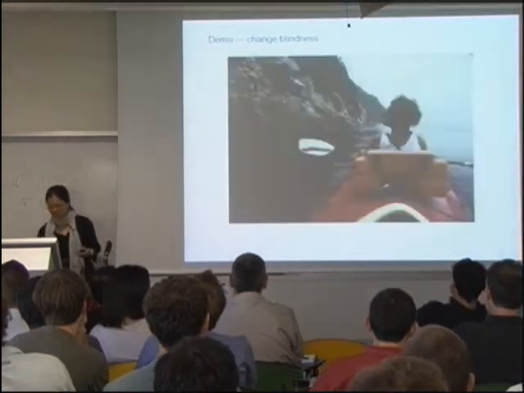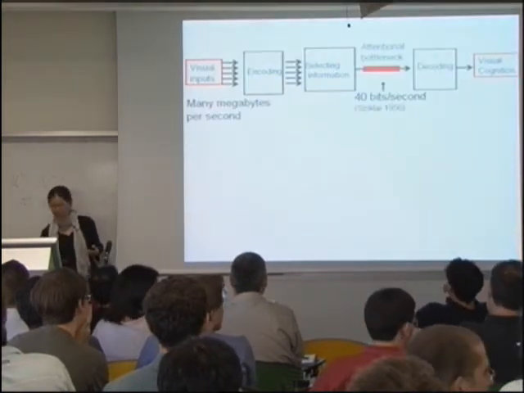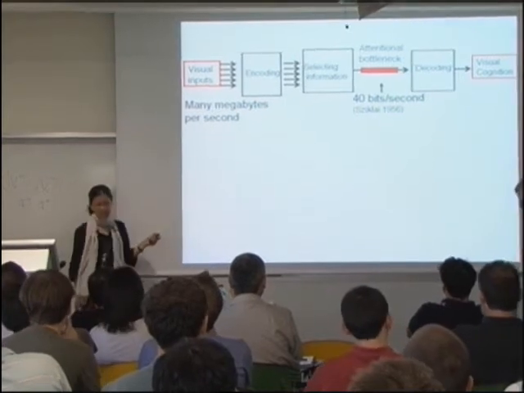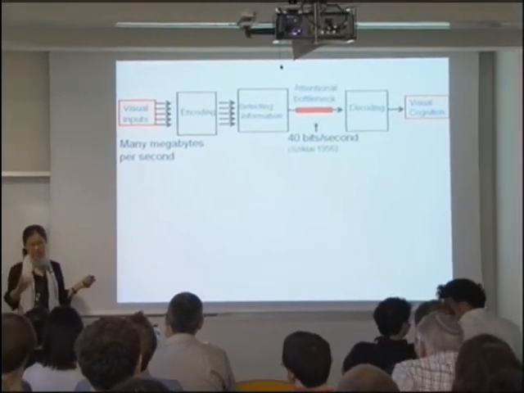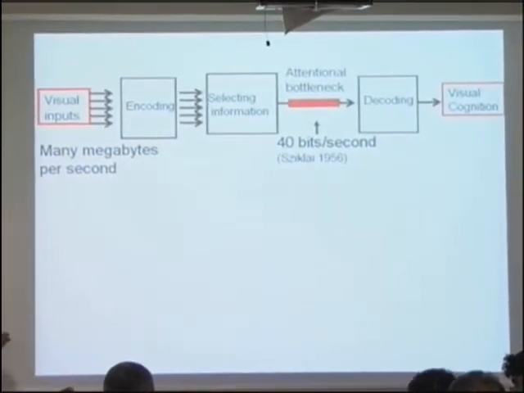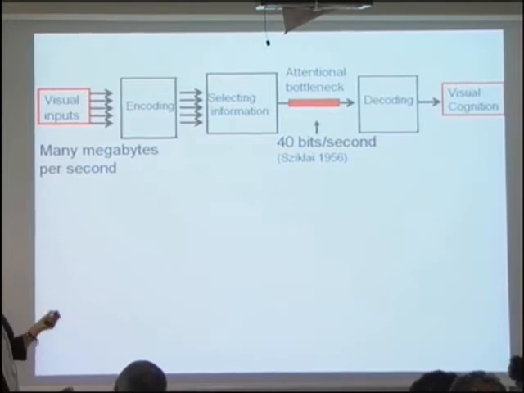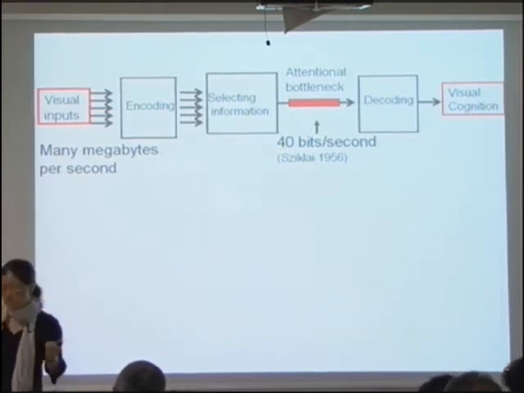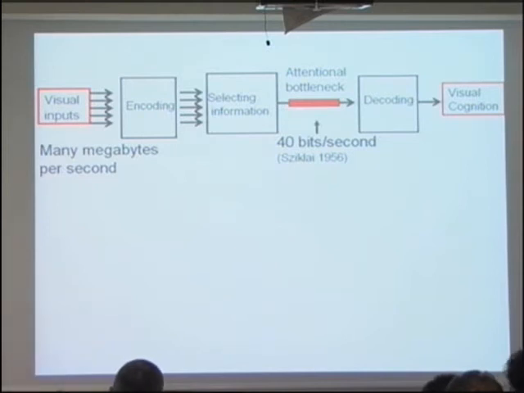How much do we not decode? The visual input comes in many megabytes per second, where a digital image is 1 megabyte per image, right? Of course, there's redundancy you can think about. But even with redundancy, JPEG compression is probably compressing 100 times. But this is 40 bits per second. This is megabytes per second. So this is really a tiny fraction. We are blind to almost everything. And therefore, we do not decode.